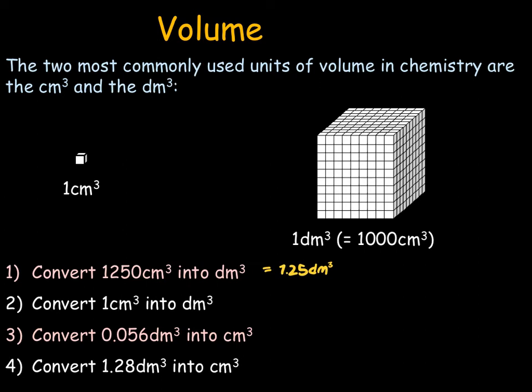To convert from centimetres cubed to dm cubed, again we will divide by 1,000, so 1 centimetre cubed is equal to 0.001 dm cubed. To convert from dm cubed to centimetres cubed, we times by 1,000, so we have 0.056 dm cubed, which when we times it by 1,000 to make it into centimetres cubed gives us 56 cm cubed. And finally, we have 1.28, which converts to 1,280 centimetres cubed.